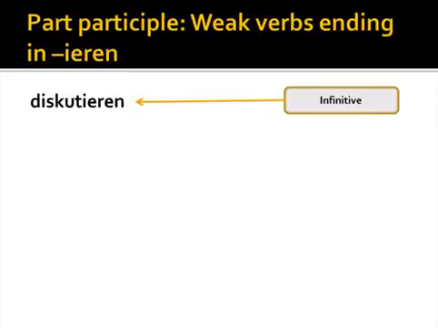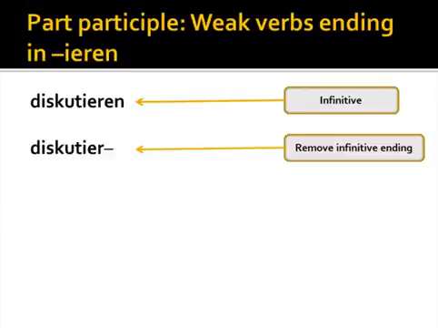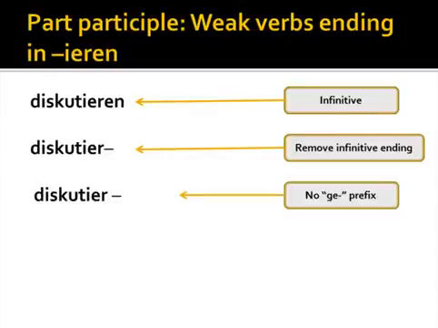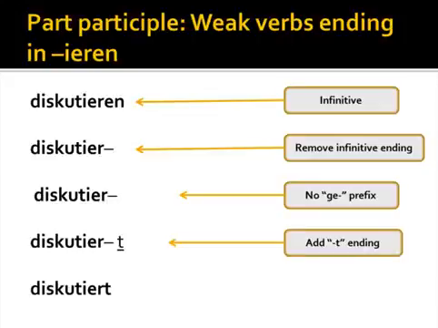Now finally, we have some weak verbs that end in ieren, like diskutieren, to discuss. Again, we start off in the same way. We remove the infinitive ending. However, we're going to diverge slightly: at this point, we're not going to add a ge prefix to it. Instead, we'll skip over this step, not add a ge prefix, and we're simply going to add a t ending. So we get the past participle diskutiert.